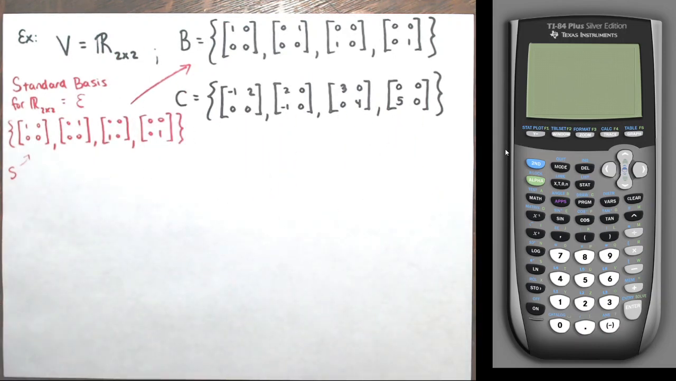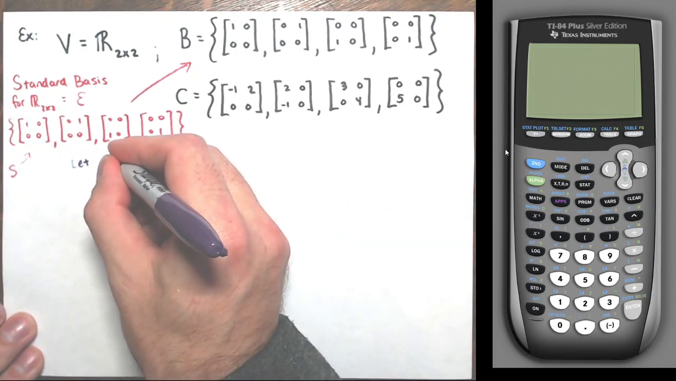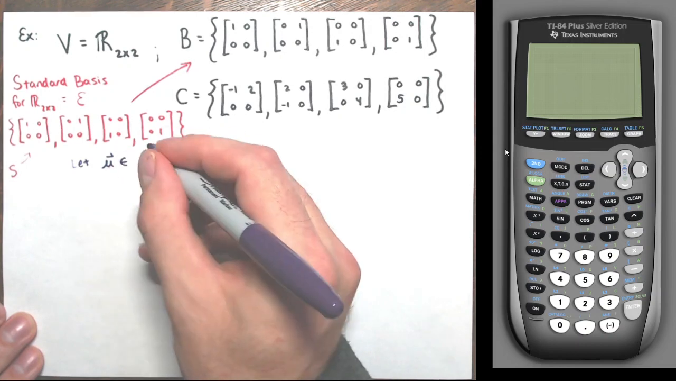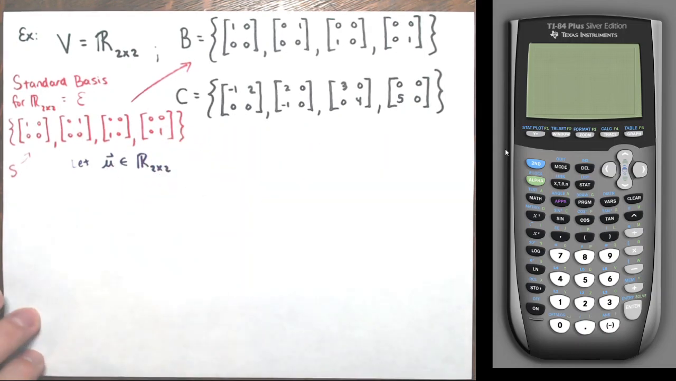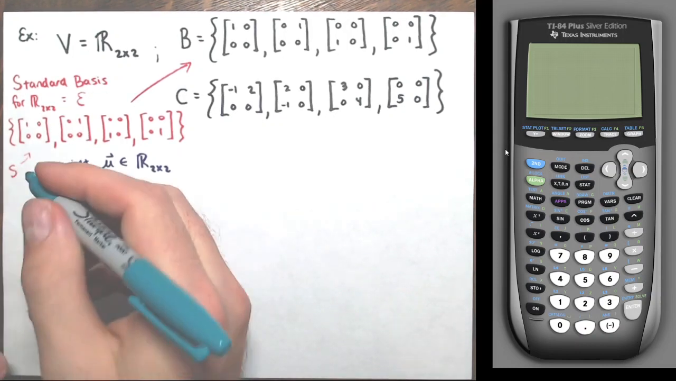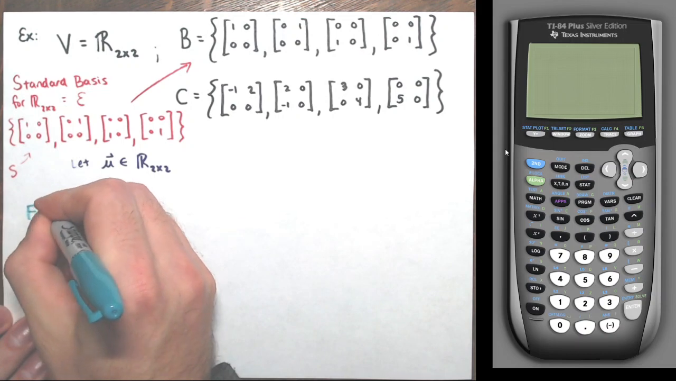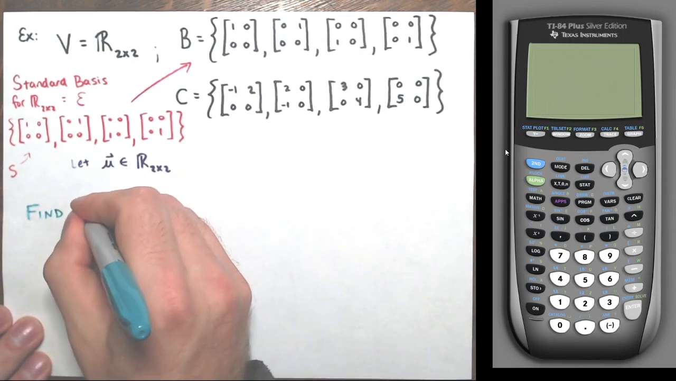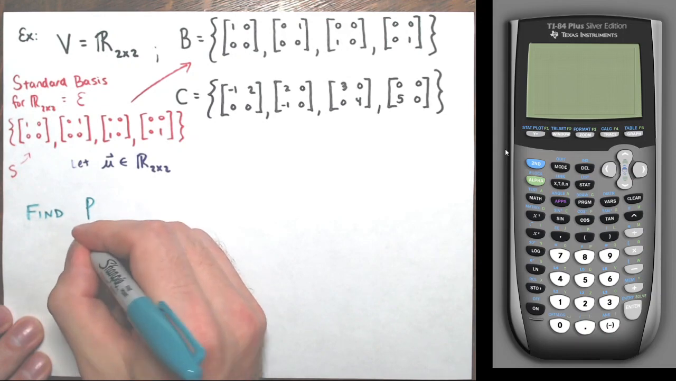And like I've been doing, let's suppose that U is some vector, some 2 by 2 matrix, some vector in R2 by 2. Now what we're asked to find, what I'm going to do here is go B to C, and you could do the same for C to B. I'm going to find that transition matrix, or that change of coordinates matrix from basis B to basis C.